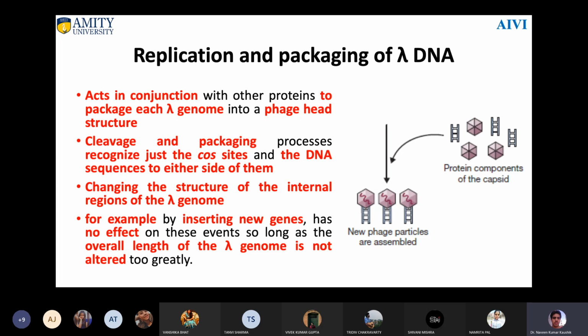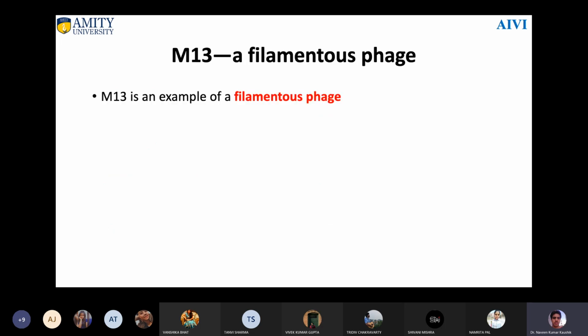So in this way, when you're designing a vector based on bacteriophages, and more specifically lambda phage, you must have cos sites at both ends. And other than that, the origin of replication is required here also. Now coming to the next one.